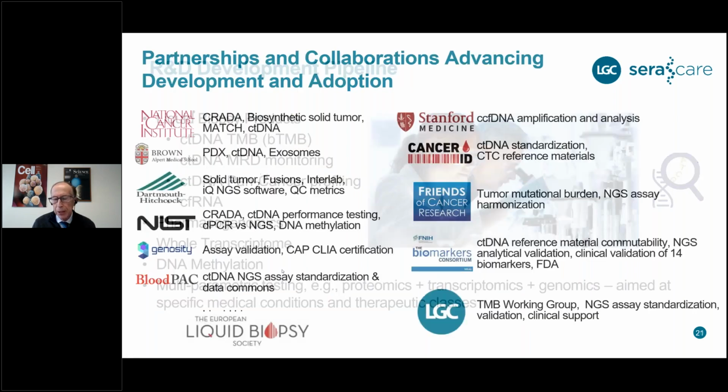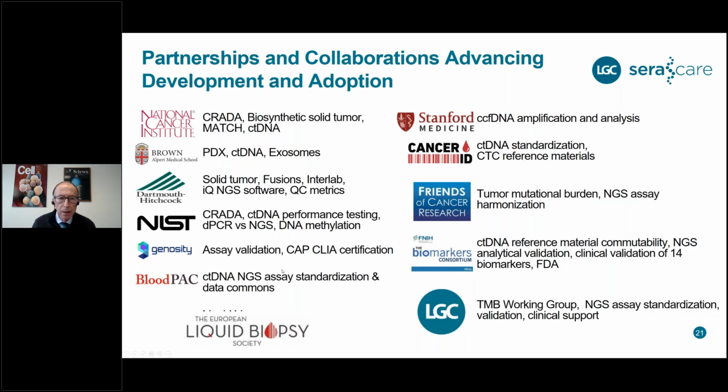So we do a lot of collaborations to advance this science and technology, and here's a list of partnerships and collaborations that we've used over the years to help advance the development and the adoption of these reference materials. Wonderful group of investigators from the National Cancer Institute, Brown, Dartmouth-Hitchcock, NIST, Genosity, BloodPac I mentioned. We've joined the European Liquid Biopsy Society, Stanford Cancer ID, Friends of Cancer Research, particularly on TMB, and FNIH on ctDNA materials. And we actually have our own working groups. So I want to say thank you publicly to all these fantastic working groups.